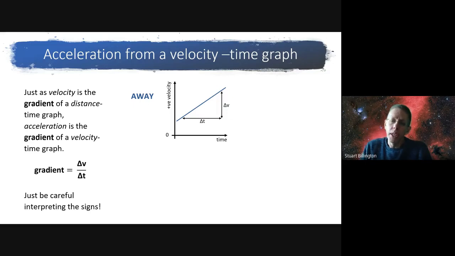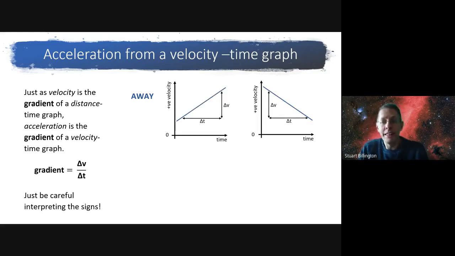Now, the angle, whether it's sloping upwards or downwards, also tells us whether it's an acceleration or a deceleration, but you just have to be very, very careful about how you interpret that. So here on the graph in front of us, we have got positive velocities getting more positive, and therefore that's an acceleration. And here are positive velocities getting a smaller positive number, so this is a deceleration.